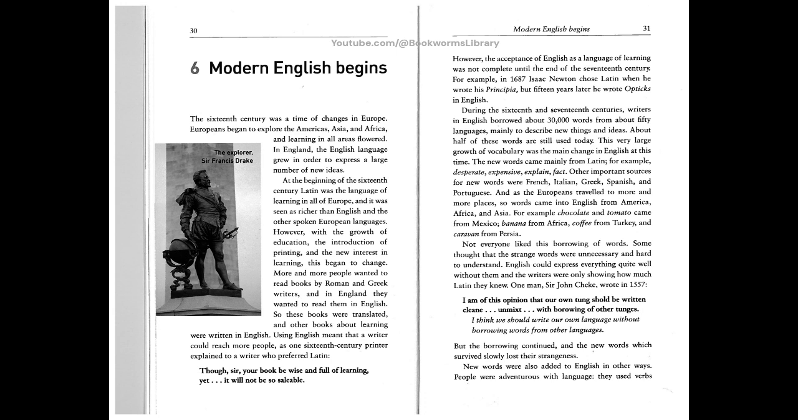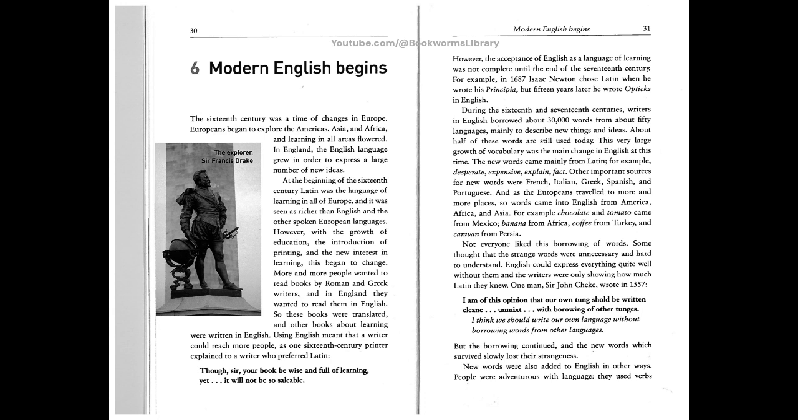Using English meant that a writer could reach more people, as one 16th century printer explained to a writer who preferred Latin: "Though, sir, your book be wise and full of learning, yet it will not be so saleable." However, the acceptance of English as a language of learning was not complete until the end of the 17th century. For example, in 1687, Isaac Newton chose Latin when he wrote his Principia, but 15 years later he wrote Optics in English.